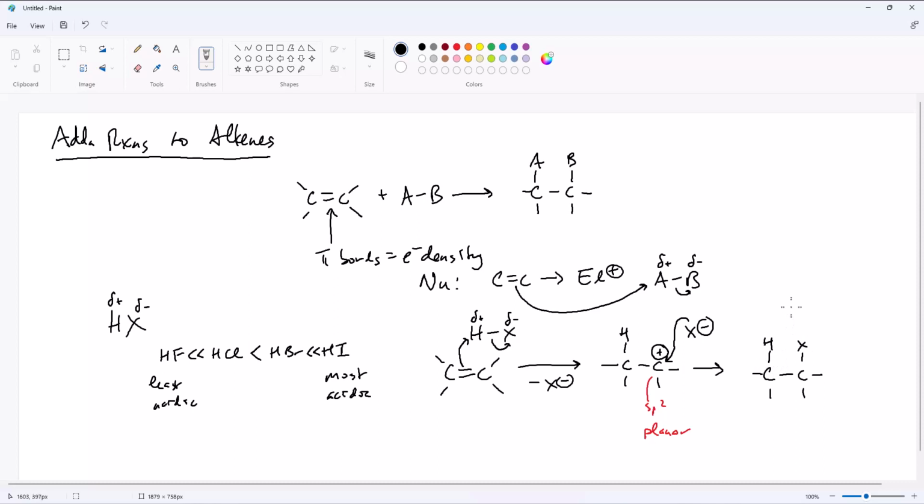You can imagine that we could also have ended up with a functionalized alkane where the H and the X are reversed. Since we haven't specified the functionality on this CC single bond or the CC double bond, either of these is equally likely. But what happens if it's asymmetric? It turns out that if it's asymmetric, there is a preference for which side the H goes to and which side the X goes to.